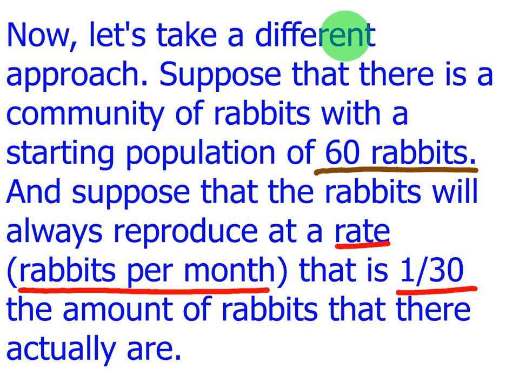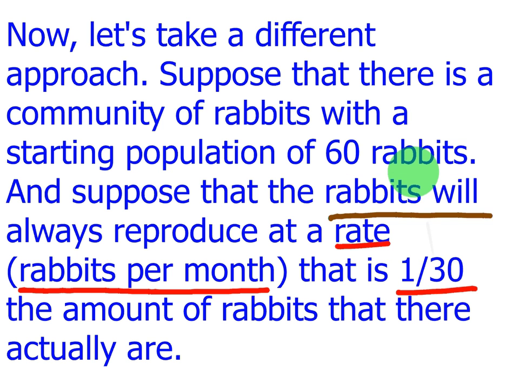We are now going to use the example of rabbits reproducing to explain exponential growth. Suppose that there is a community of rabbits with a starting population of 60 rabbits. And suppose that the rabbits will always reproduce at a rate that is 1/30th the amount of rabbits that there currently are. So for example, there's 60 rabbits.